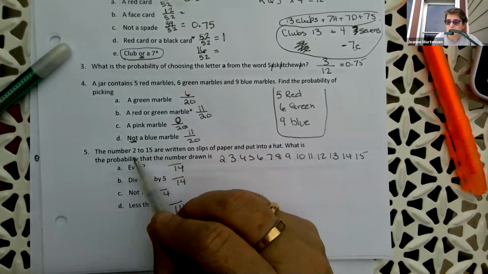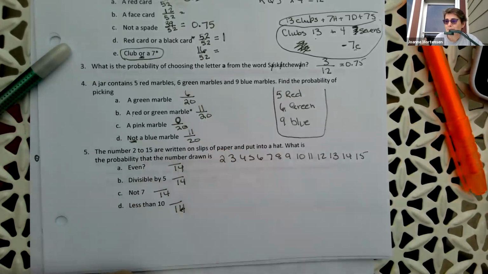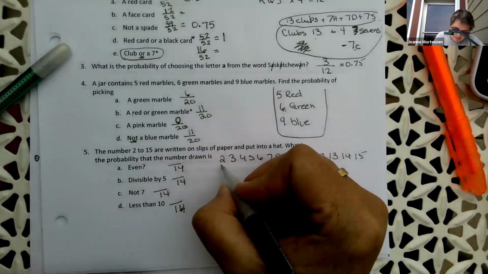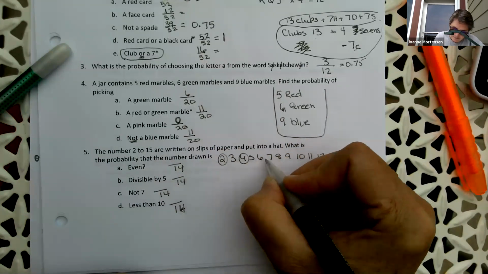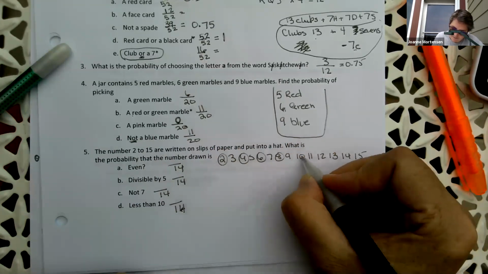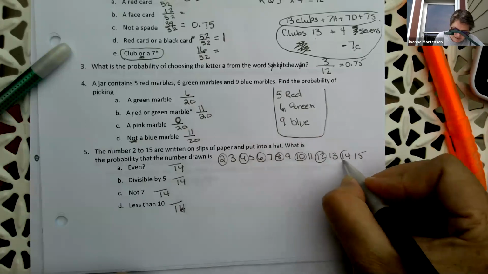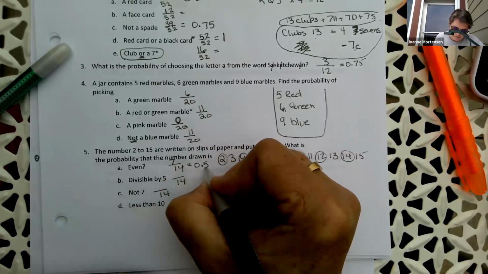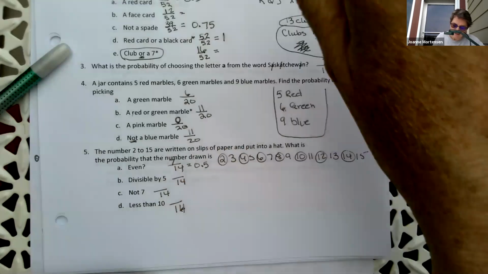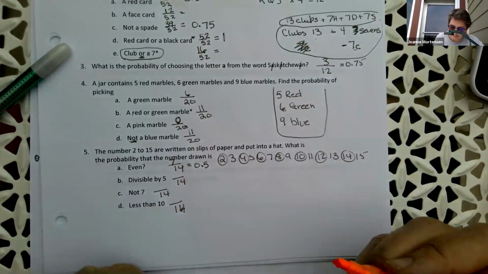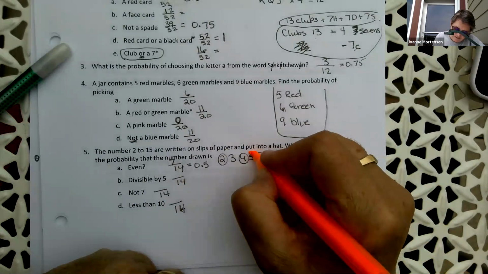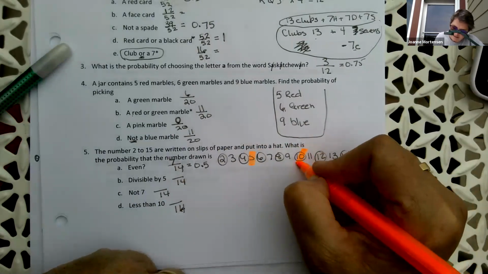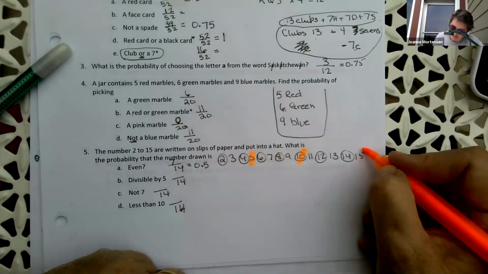I mean, if it was numbers 2 to 1,000, probably not. Anyway, how many of them are even? So 1, 2, 3. Here we go. Divisible by 5. I love having different colored pens. So 5 is divisible by 5. 10 is divisible by 5. And 15.